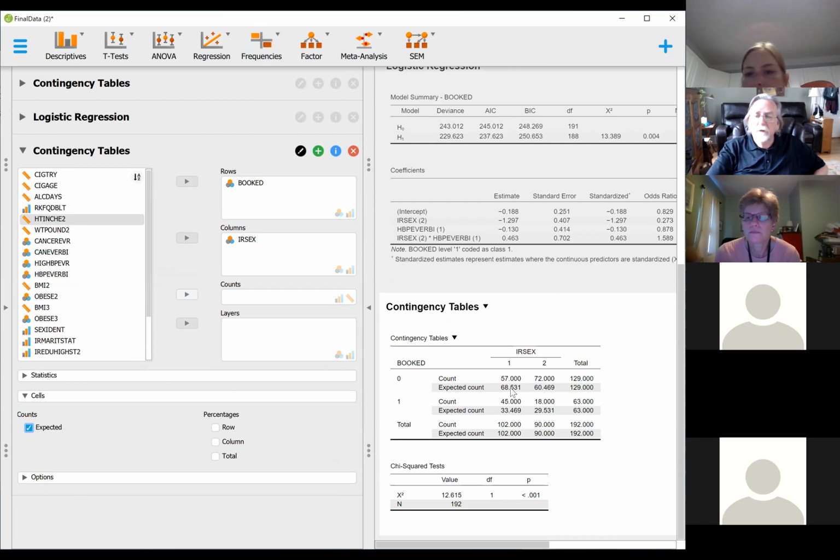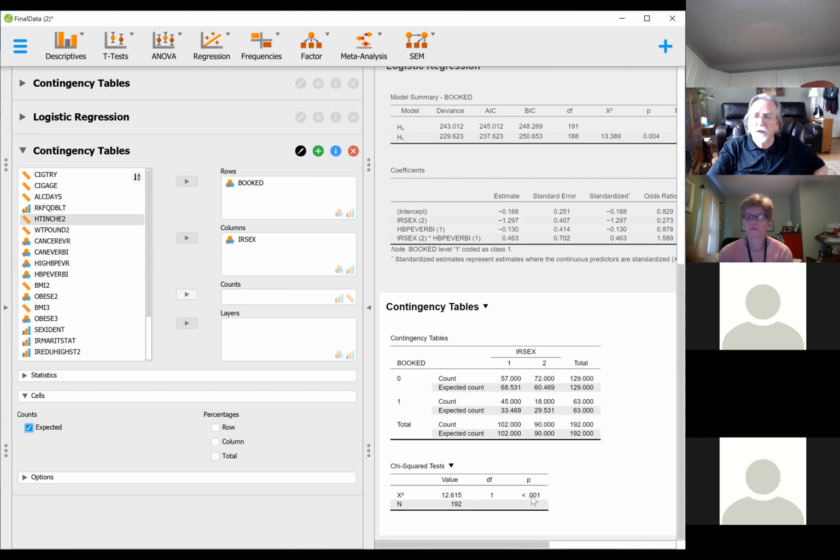we expected males not to be booked 68% of the time. They were actually booked, or no, excuse me. We expected 68 males not to be booked. Actually, 57 weren't booked. We expected 33 males to be booked. Actually, 45 were booked. We expected 29 females to be booked. Only 18 were. We expected 60 females not to be booked, and actually 72 were.